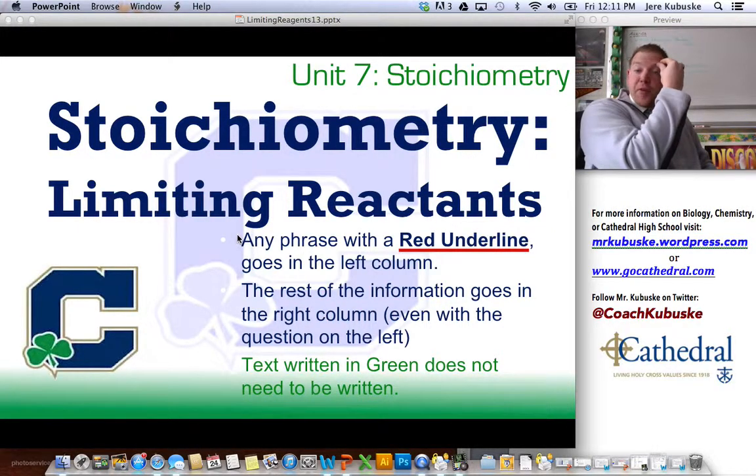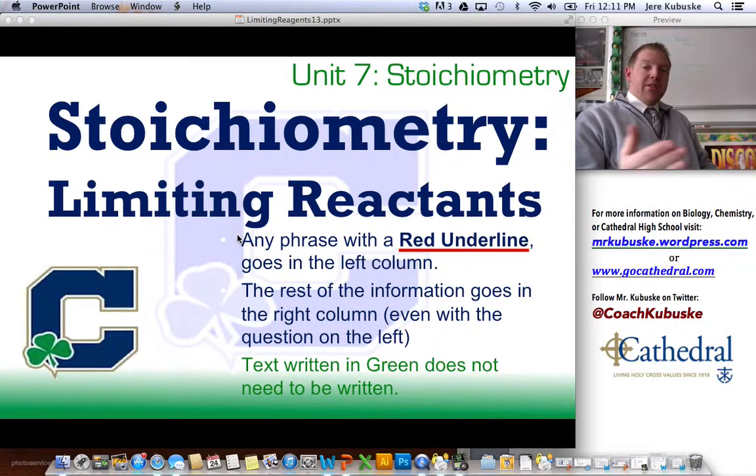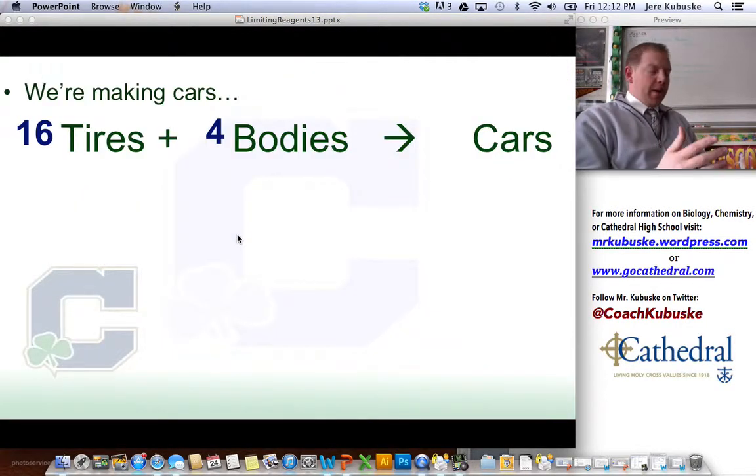Today we're going to take it a step further. We're going to talk about something called limiting reactants, okay? And limiting reactants do exactly what they sound like they do. They limit the amount of product that we can produce, okay? Let me give you an example of what I mean.